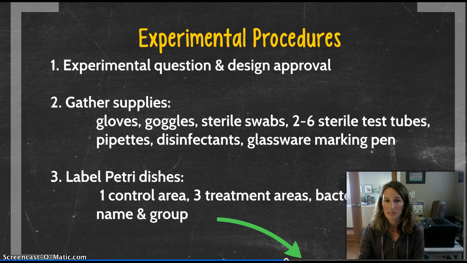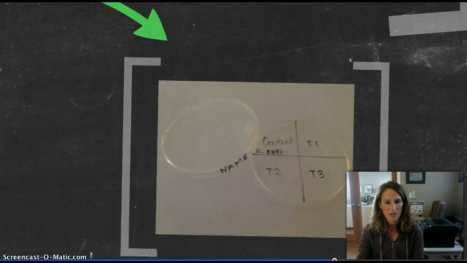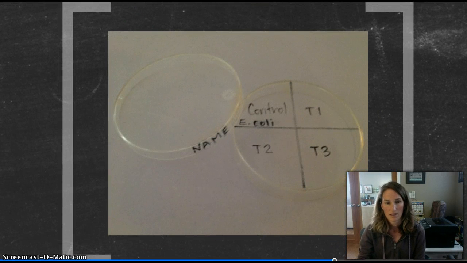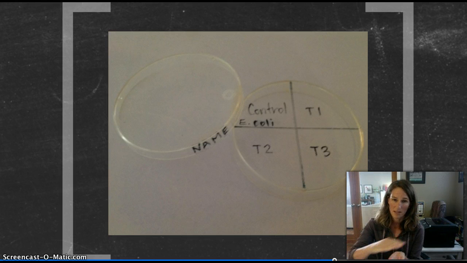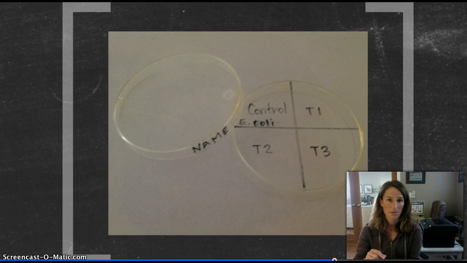Okay, you're going to want to label the petri dishes. Again, it may vary slightly depending upon your experimental design, but you'll have a control area. You'll have 3 treatment areas, and each petri dish is going to be testing a different bacterial population. Okay, either E. coli or the Staphylococcus. Okay, you've got to put your name on there as well. So this is how I suggest that you label it. When you get your petri dish, you're going to flip it upside down, so the nutrient agar will be stuck on the bottom. So you're going to flip it upside down, and you actually label directly on the bottom of the petri dish.